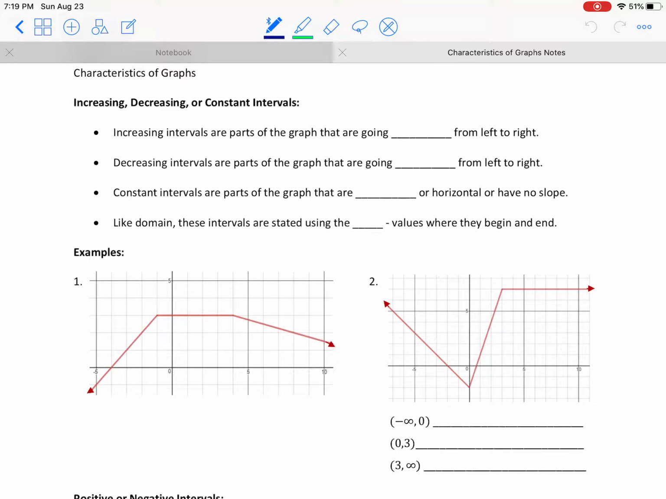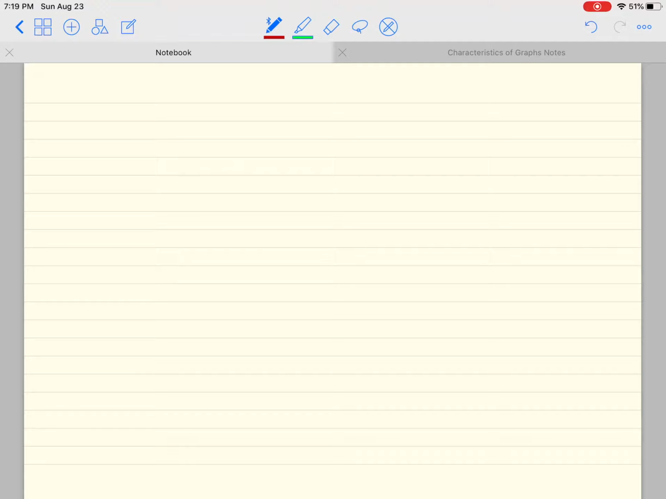Okay, so let's start with what does it mean for a graph to be increasing, decreasing, or constant? I think this is a pretty straightforward concept. So for instance, if I was to draw this line, would you say that that line is increasing? Maybe. If I was to draw this line, would you say that this line is increasing? Maybe. Okay, well in fact only one of those lines is increasing.